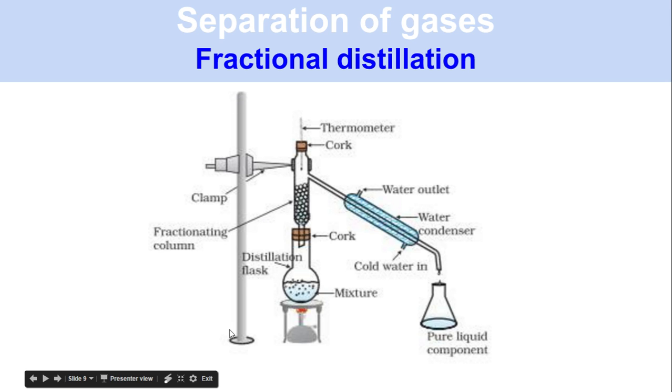This is a stand. This is a clamp. And here is another stand for the lamp. This is a distillation flask where we have the liquid air. And this is the fractionating column, where the first gas starts boiling and evaporating and comes through the fractionating column.